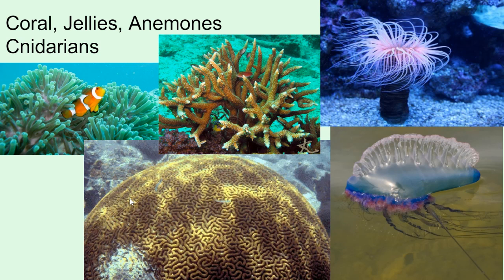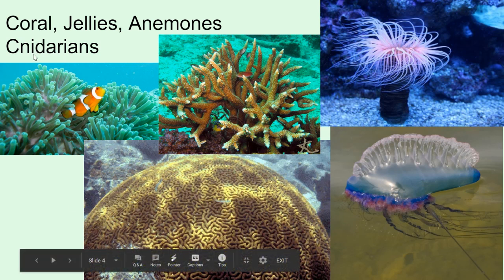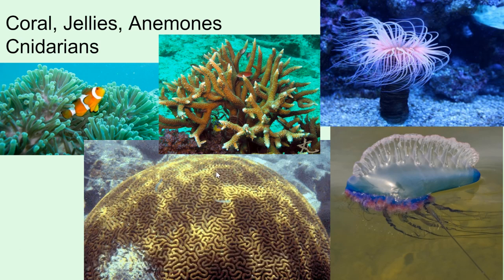Next up, we have corals, jellies, and anemones. The scientific word for corals, jellies, and anemones is cnidarians. So the C is silent there. It's pronounced cnidarians. So you see anemones. These are some different types of coral. This is brain coral. This is staghorn coral. And this is an anemone. And then this is actually a jellyfish. That's a box jellyfish. So those are kind of intimidating.